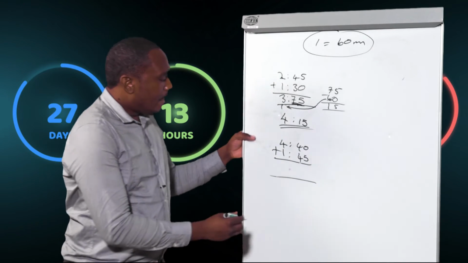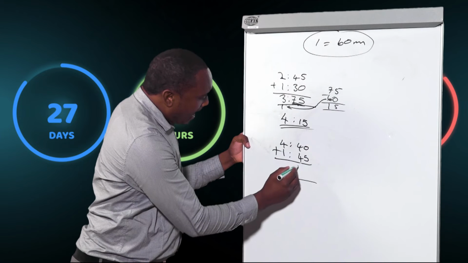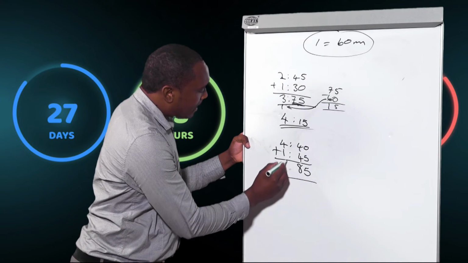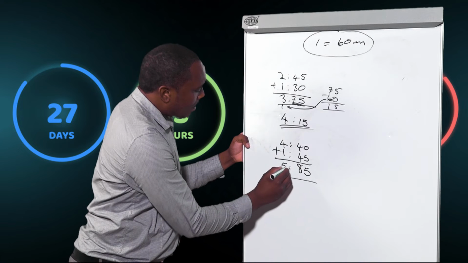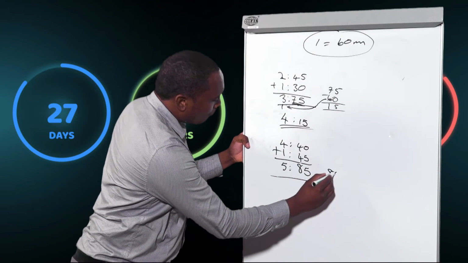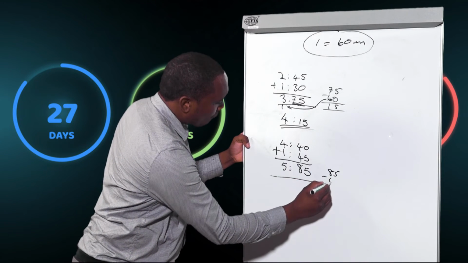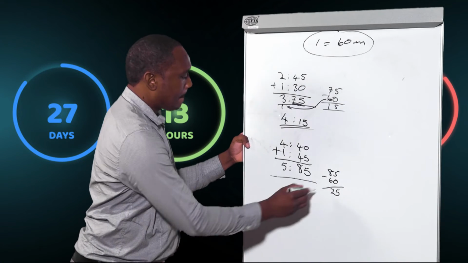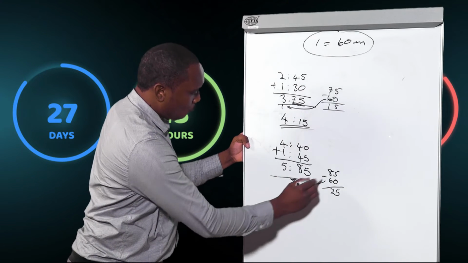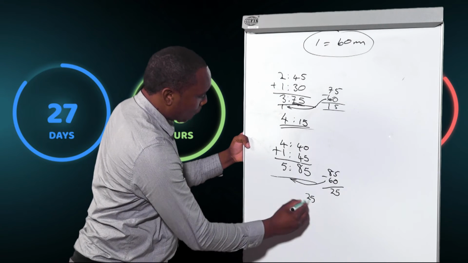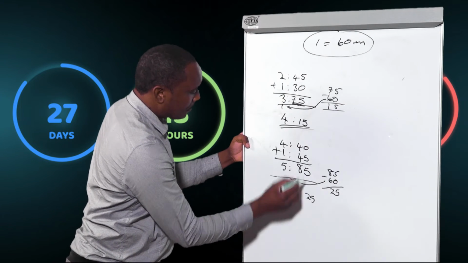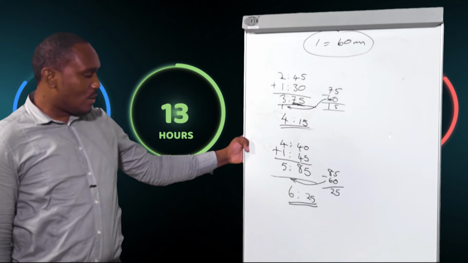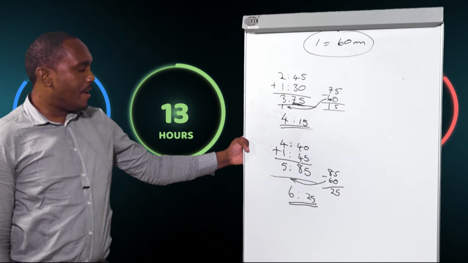Okay, so if you have gotten this one as your answer, then just know that it is correct. If you got 6 hours, 25 minutes, just know that your answer is very correct.